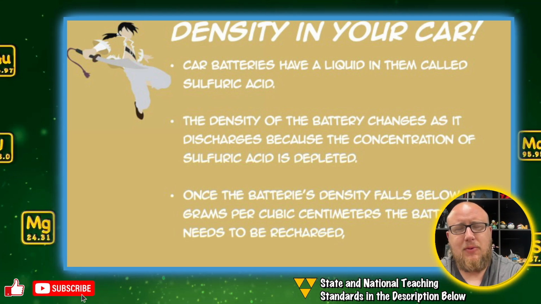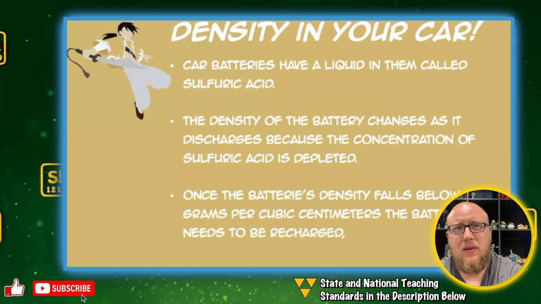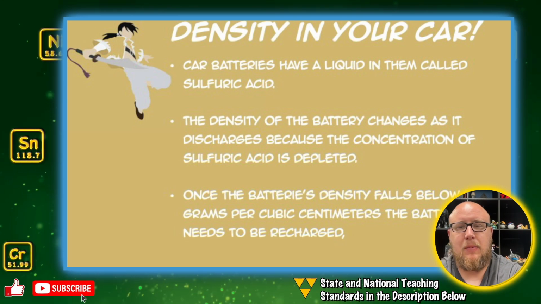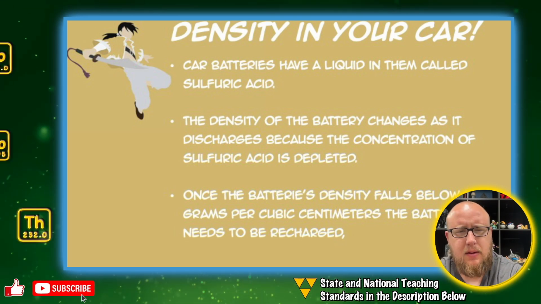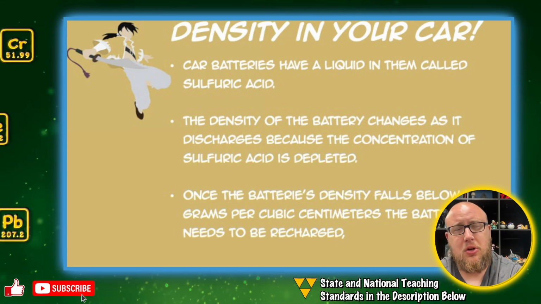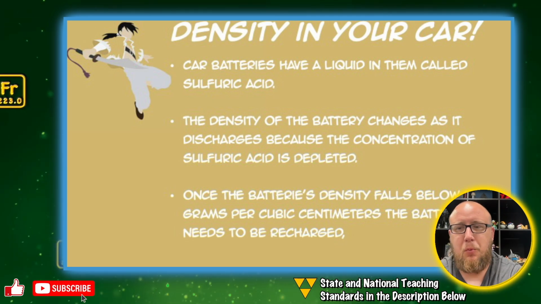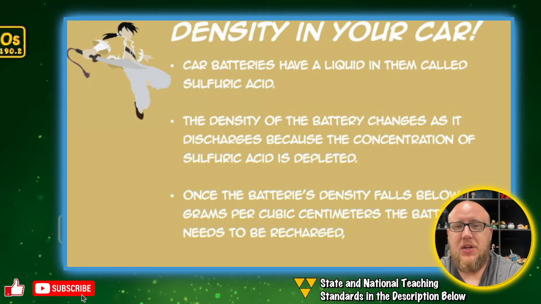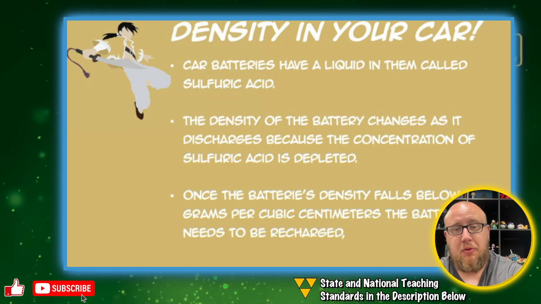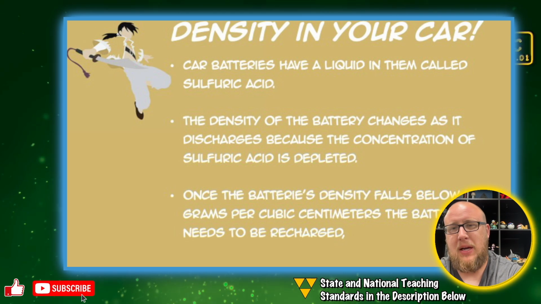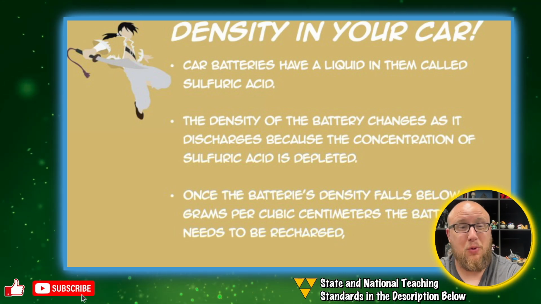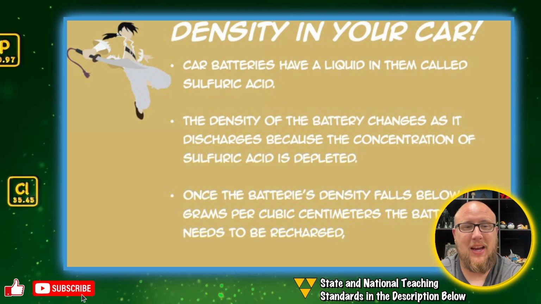Once the density reaches a certain point, it can't discharge any more sulfuric acid ions. Because it can't discharge those ions, we can't produce electricity. So what's going to happen here? Well, we're going to have to increase the density of sulfuric acid by putting more sulfuric acid in the battery, which as a normal human being you're not allowed to do. You can't get that.